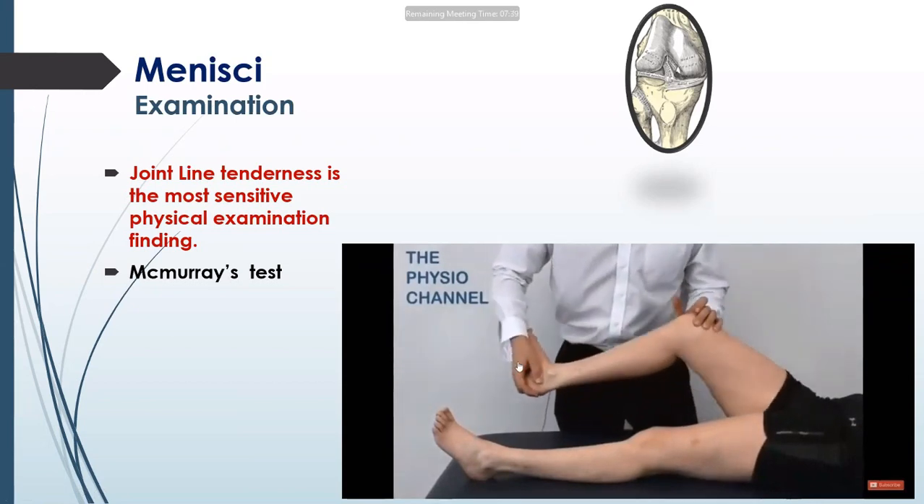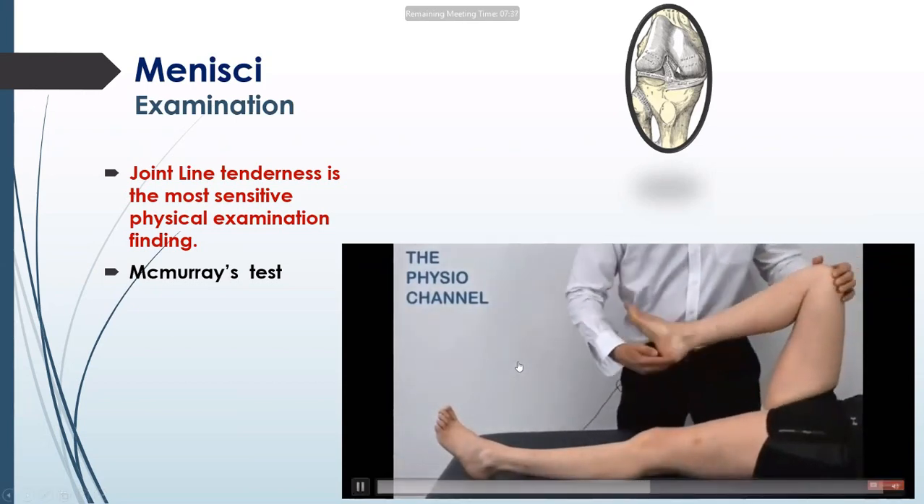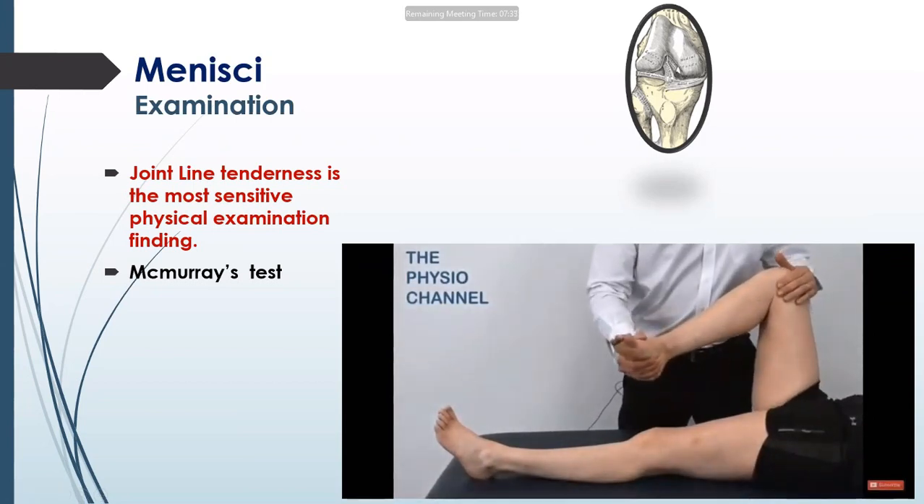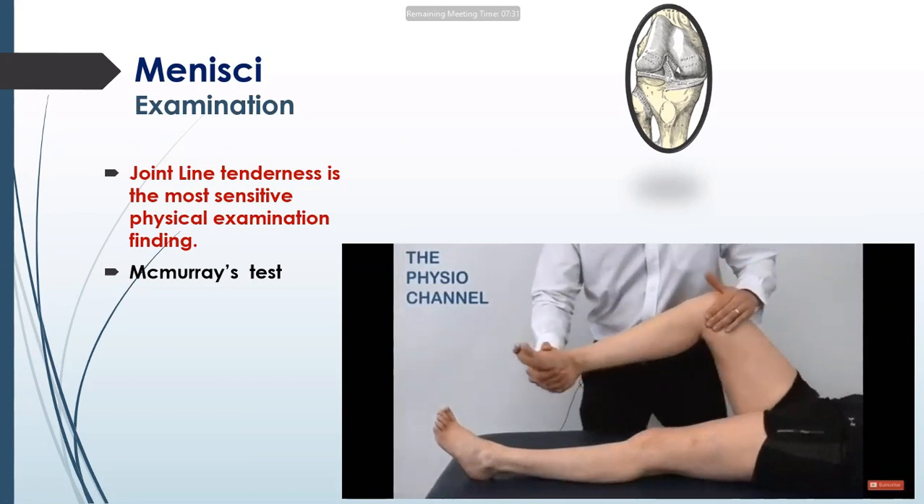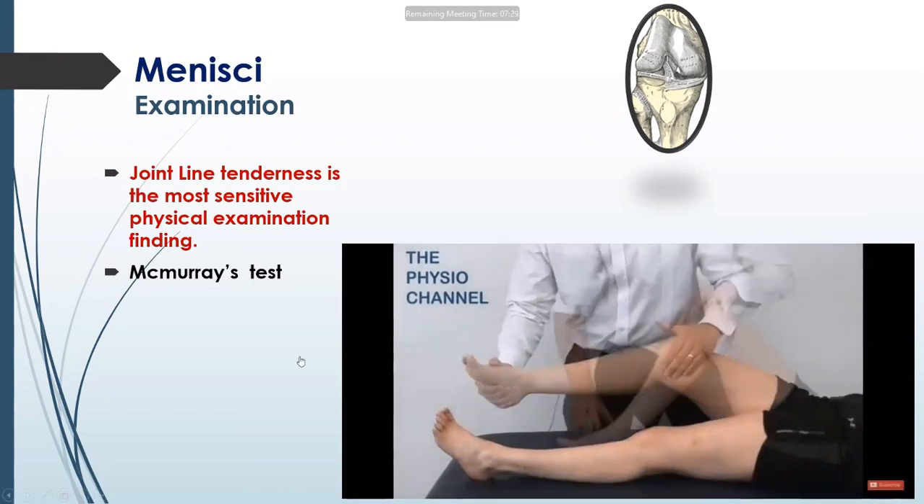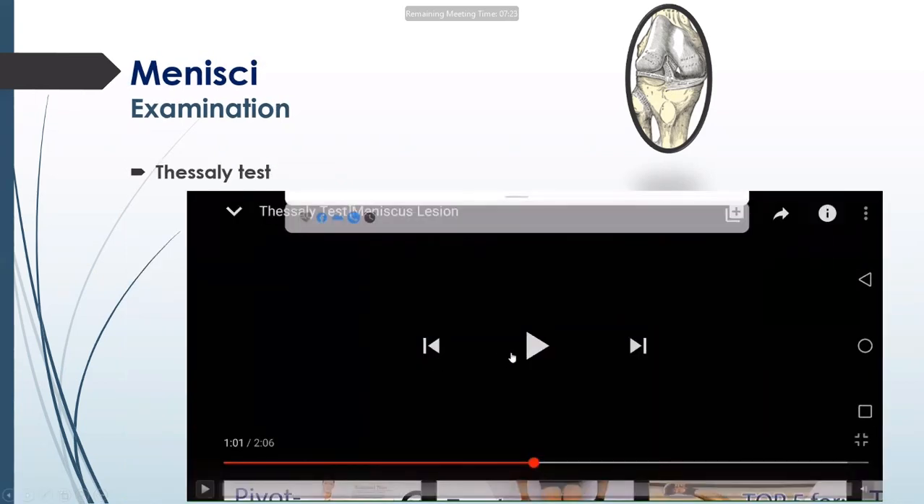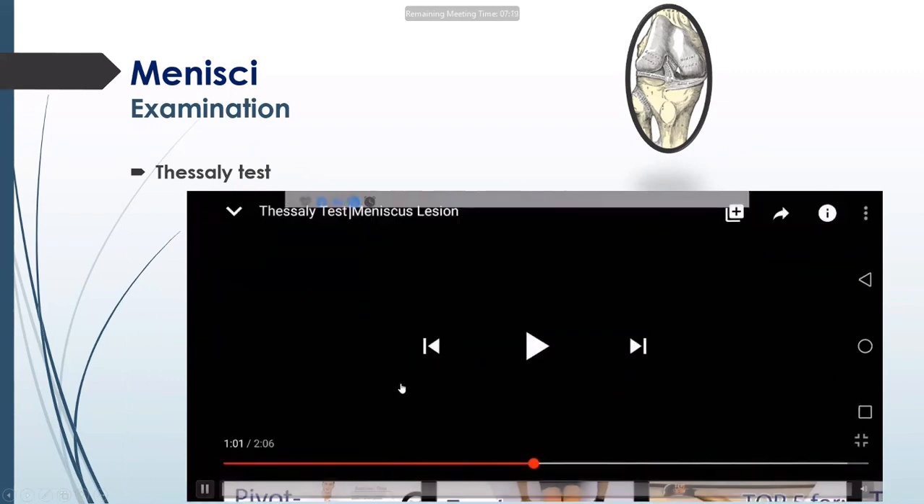In the lateral meniscus, we do the other way. We do internal rotation, varus, and then extension. This is for the lateral meniscus. Now we also have the Apley grinding test. The problem is that the Apley grinding test is not as specific as McMurray.